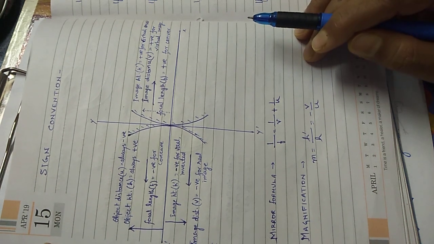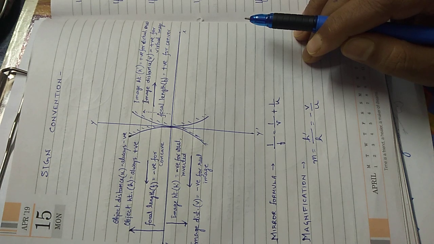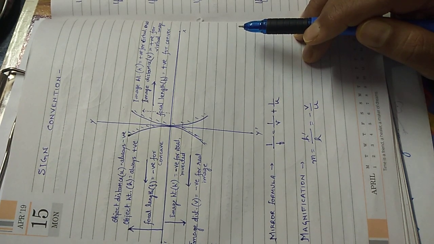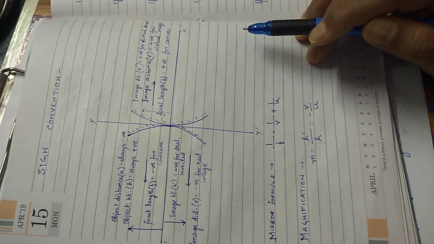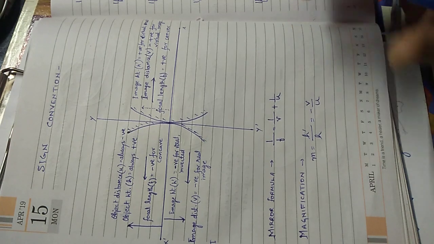Hello students, in this video I will be discussing the sign convention to be followed for mirrors. Numericals in mirrors are quite easy because the numbers are not so complex like in the gravitation chapter and all. But the problem is with the sign. You have to be very specific with the sign, and that is the more confusing part.